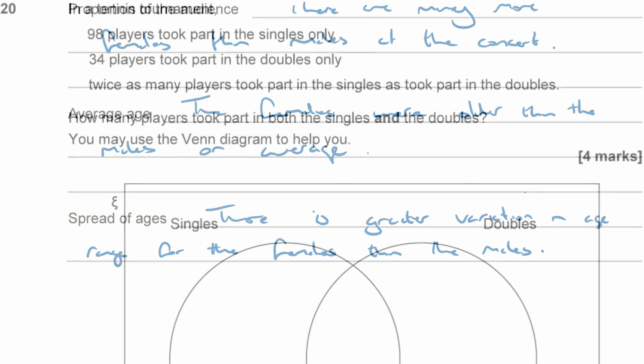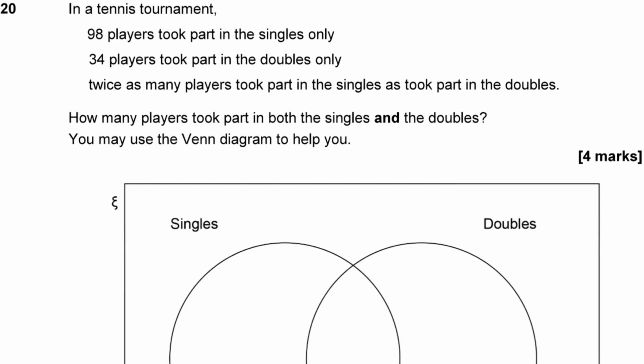Here we go. Question 20. In a tennis tournament, 98 players took part in the singles only, 34 players took part in the doubles only, and twice as many players took part in the singles as took part in the doubles. How many players took part in both the singles and the doubles? You may use the Venn diagram to help you.